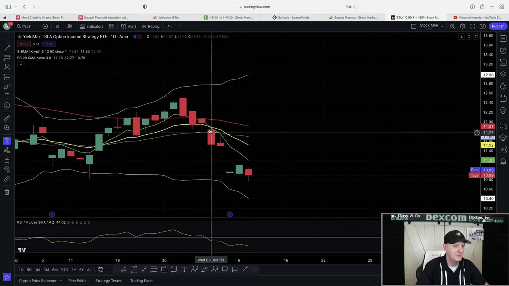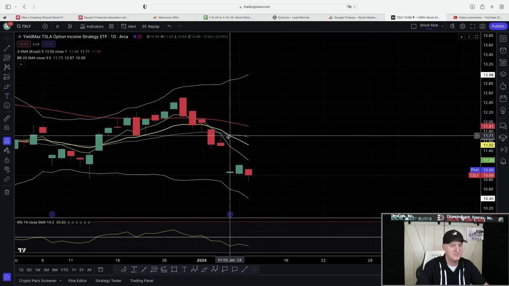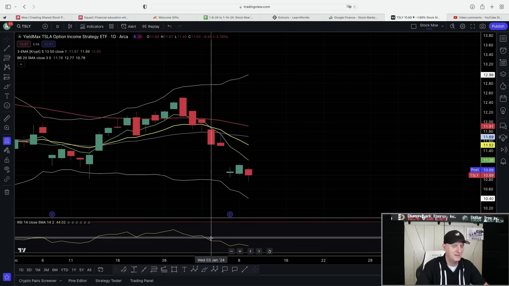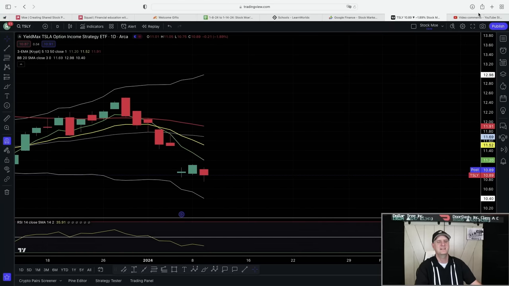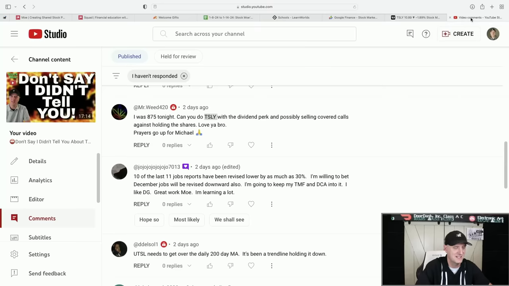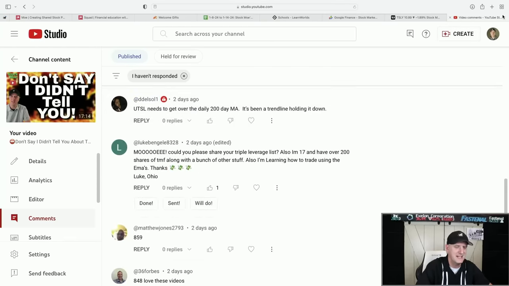Extremely bearish. Everything about this is bearish. Tested the 50 and failed, down it went. 5 crossing 13, down it went. RSI confirmed, down it went. This is ugly, and yeah, it could get uglier, just to tell you guys. All right, 10 of the last job reports have been revised lower. Yep, I know. You can tell me.